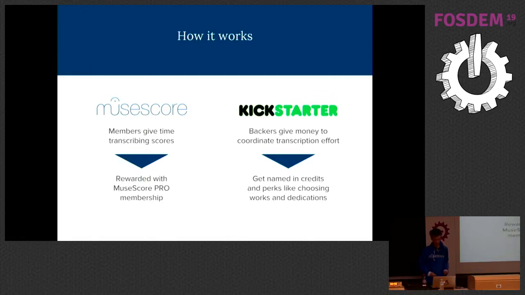And the backers would get rewarded by having their name appear in the credits, and there were perks that they could pay for. If they paid a certain amount of money, then they would get to choose an edition that we would actually digitize, one of those 100. And if they paid a bit more, then they could write a dedication in the public edition. So you could be the person to have a dedication in the public version of Beethoven's Fifth, for example.